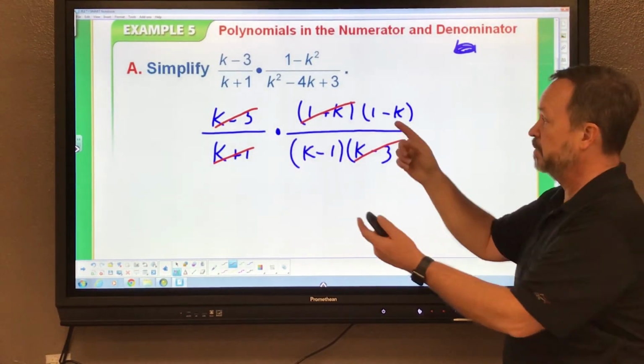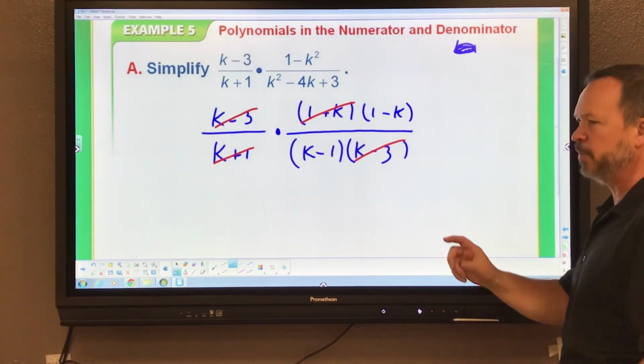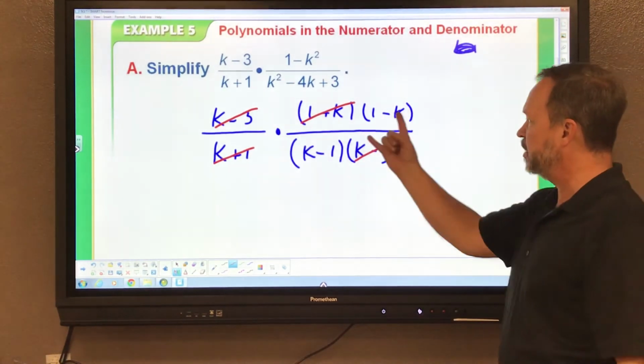The k was positive in both cases. The 1 is positive in both cases. They're the same. They're just written in different order, but we have the commutative property of addition, so we can easily change that. These two are not the same.